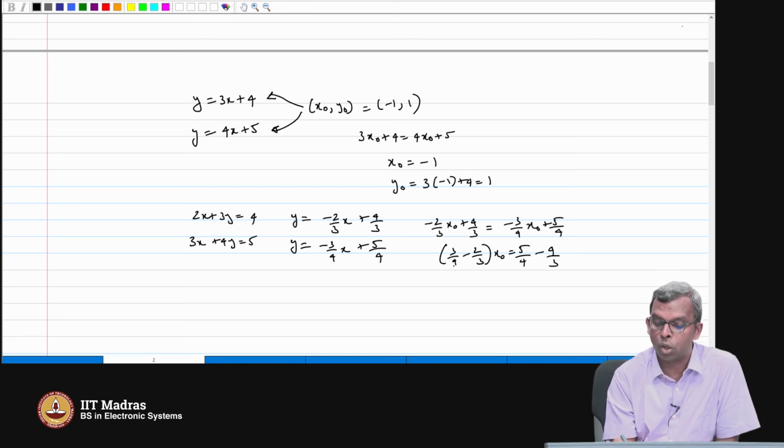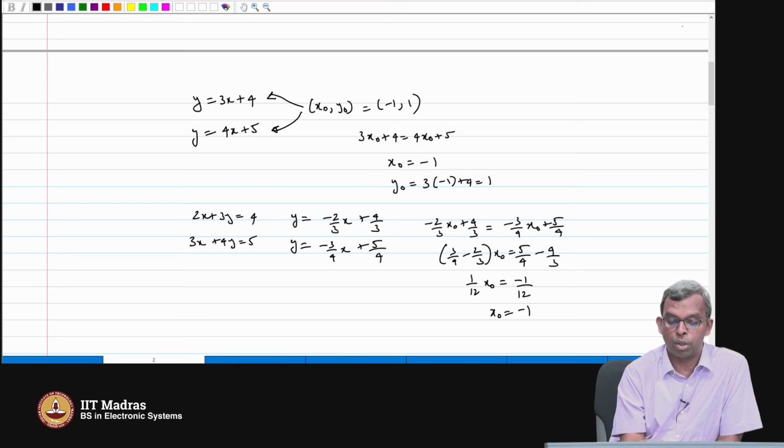So this is good, the common denominator is 12. I can just multiply these two, 4 into 3, 12. 9 minus 8 is 1, so 1 by 12 x naught. Here again, 12, 15 minus 16 is minus 1 by 12. So you get, voila, x naught equals minus 1.